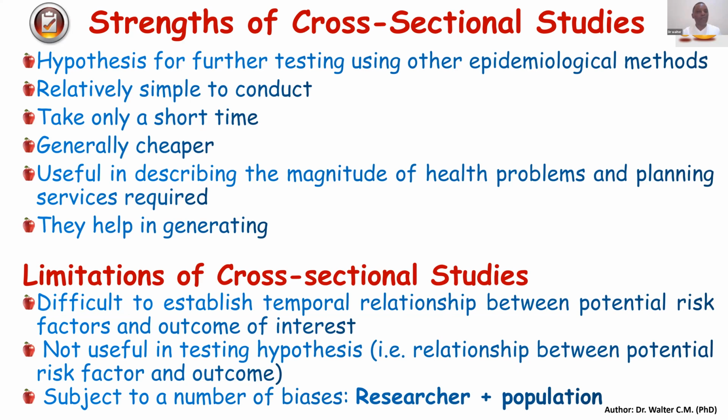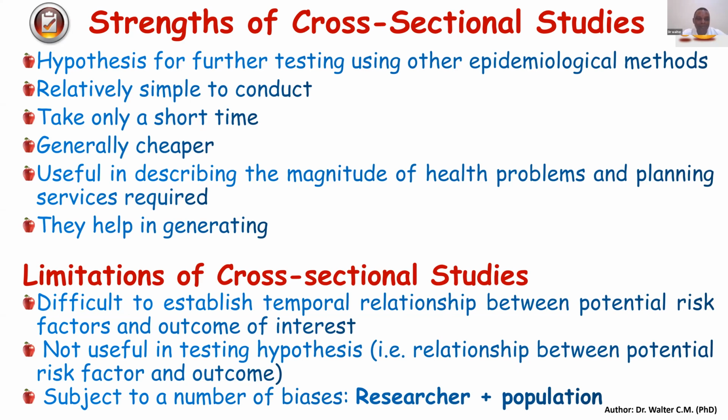See, it's very useful in describing the magnitude. I went there, and I found that a large number of people have no knowledge about how entrepreneurship is done. I went there, and I found many of them have HIV/AIDS. So in establishing the magnitude of the problem, we use cross-section studies, which are under observational studies.